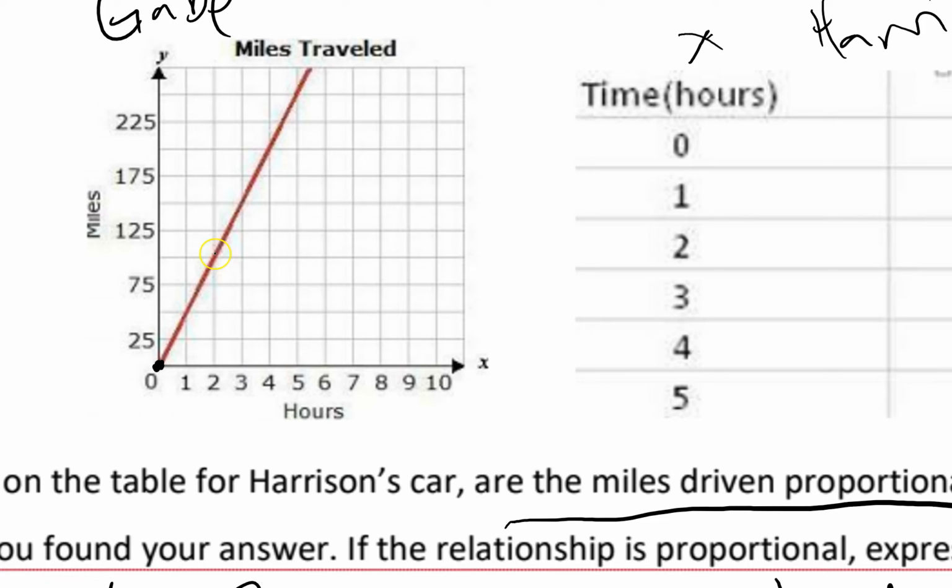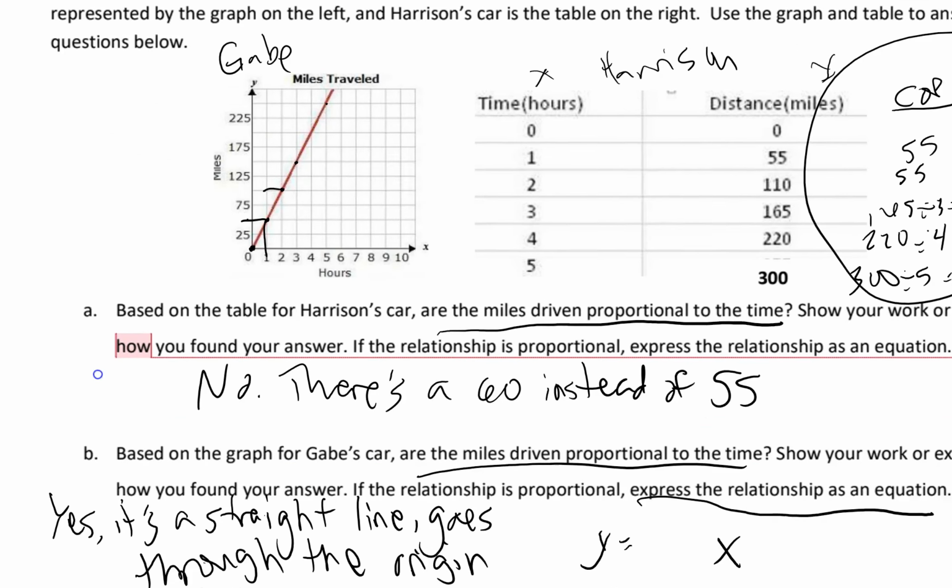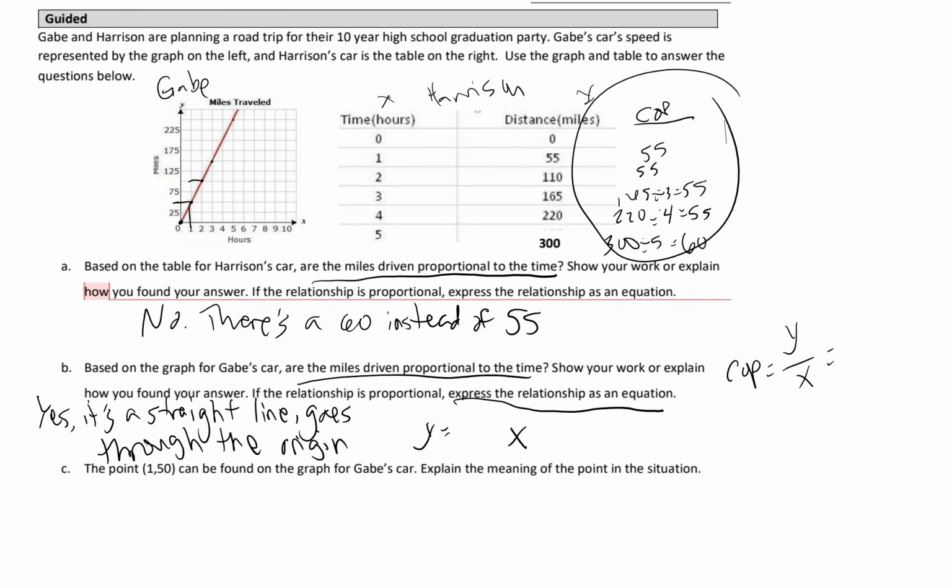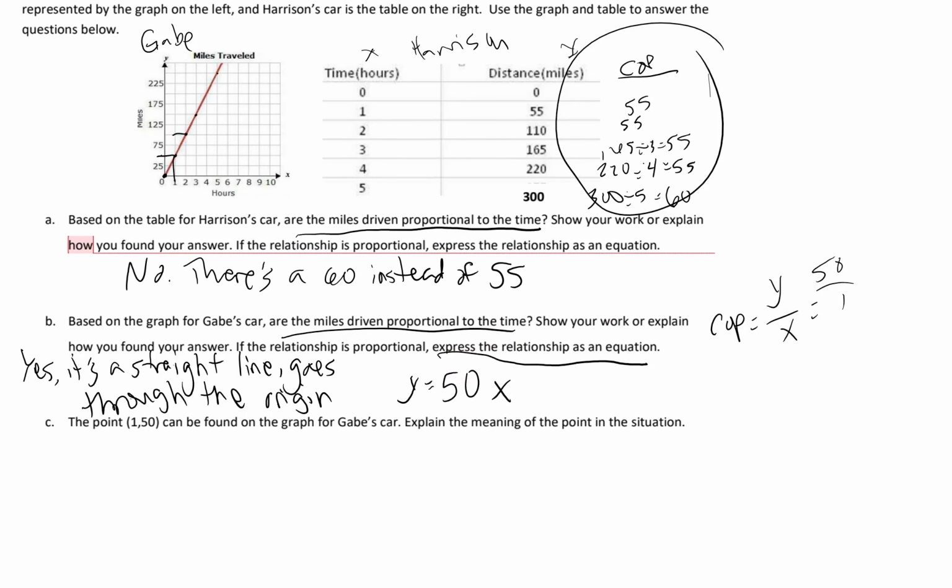I see a point here. You could pick any of these points that I'm showing because these are the most obvious ones. I like this point. So we're at 1 hour, and between 25 and 75, we kind of have to imagine filling in those gaps, but between 25 and 75 would be 50. So we're doing 50 divided by 1, which is just 50. So y equals 50x. Okay.